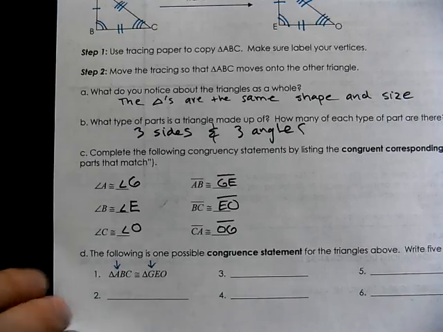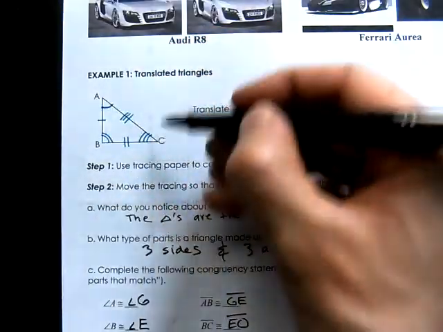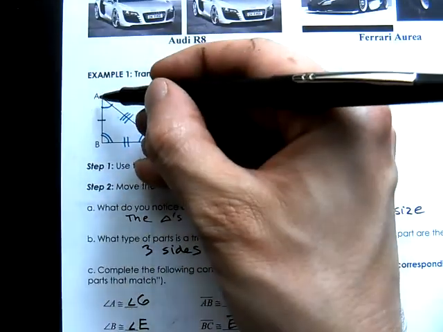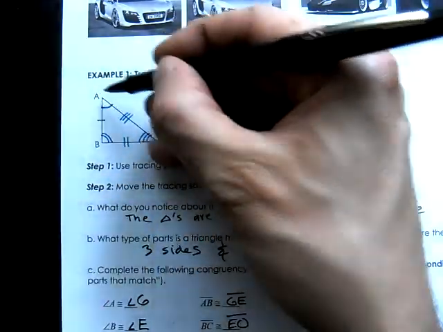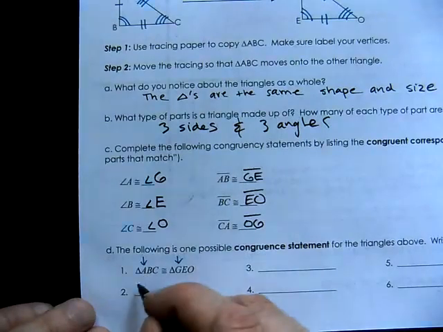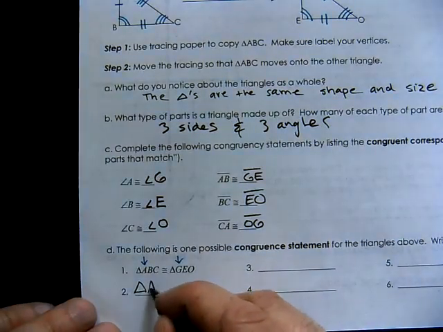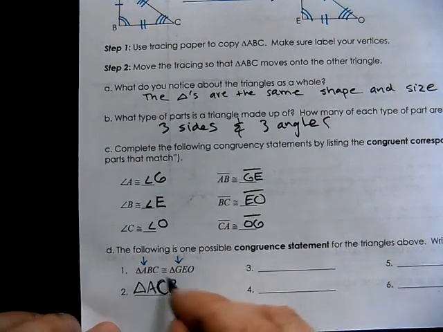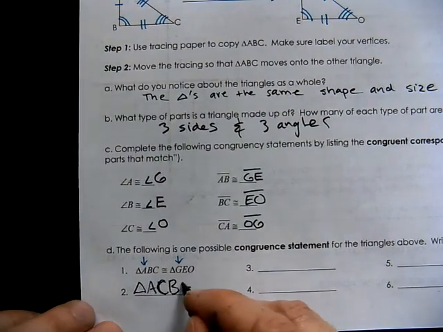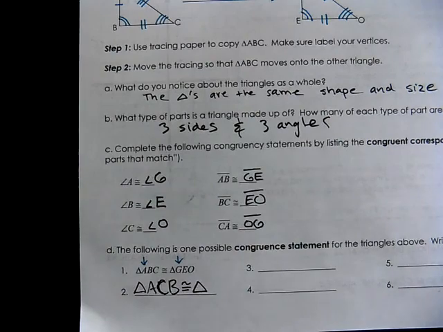Okay? Now, as you may know, we can name this triangle in a variety of ways. Instead of going counterclockwise around, we could have gone clockwise around. We could call this triangle ACB. And if I did that, triangle ACB, now I've changed the order of the letters, and that means when I name the second triangle, I must also change the order of those letters so that they match.